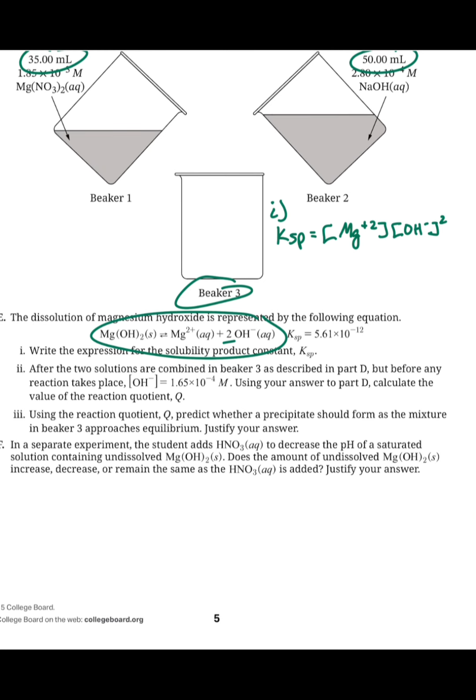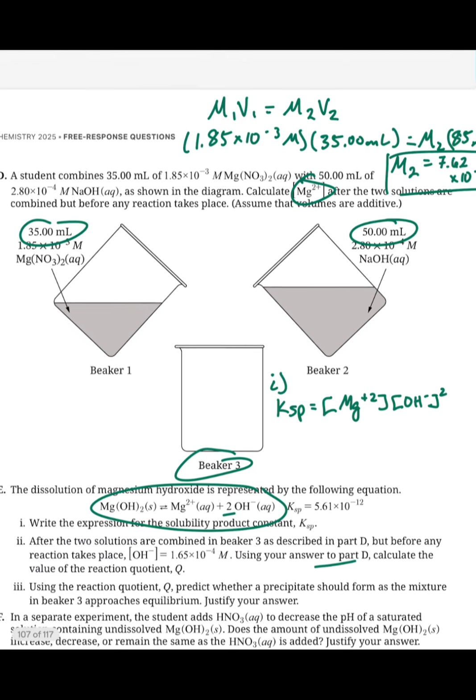For double I, it is saying, well, if you know that the concentration of the OH minus before the reaction takes place is going to be 1.65 times 10 to the negative 4, what is going to be the Q value of this reaction? And we're able to reuse our answer from part D, which we just found right above.